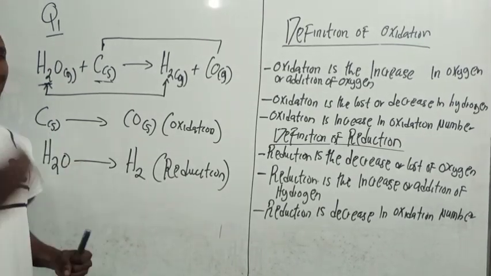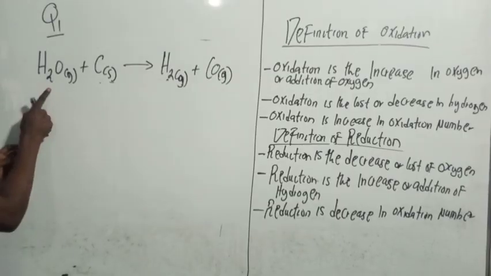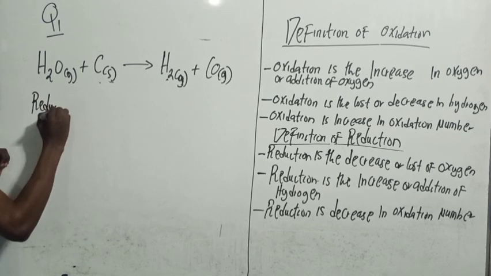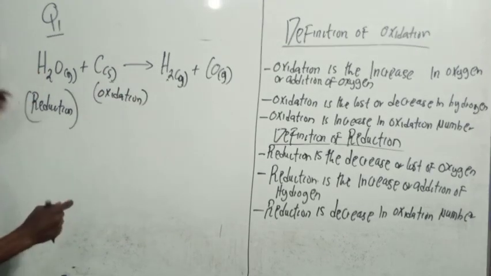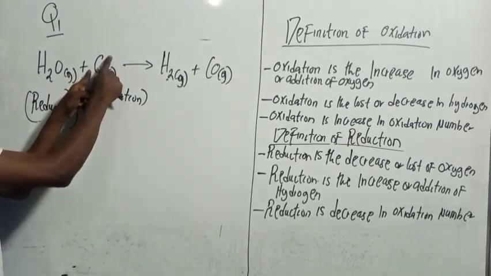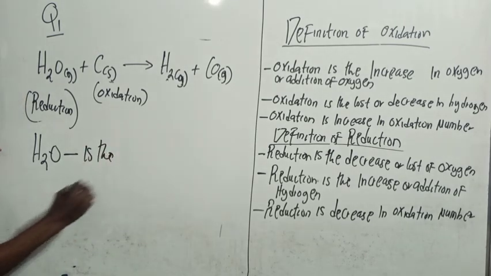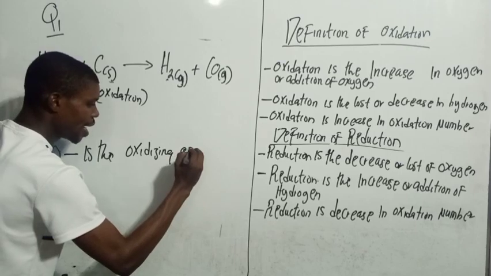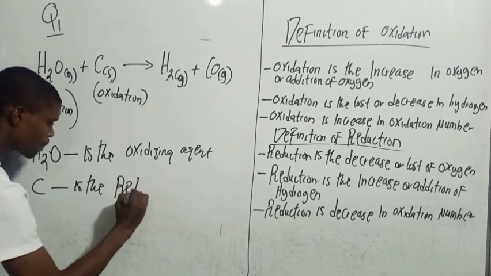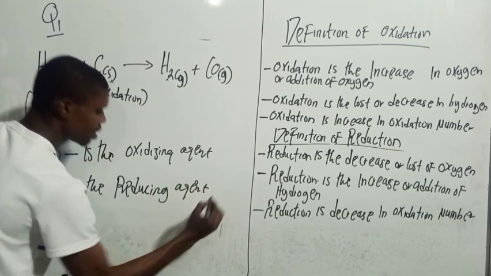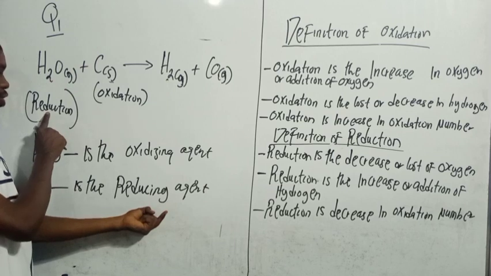Now I told you that the species that undergoes oxidation is called the reducing agent. So I want to write this here. So here is the reduction, and here is the oxidation. So H2O should undergo reduction, while C should undergo oxidation. It means that H2O is the oxidizing agent, and C is the reducing agent. As easy as that. You get that? Because this one undergoes oxidation, it is the reducing agent. This one undergoes reduction, it is the oxidizing agent.